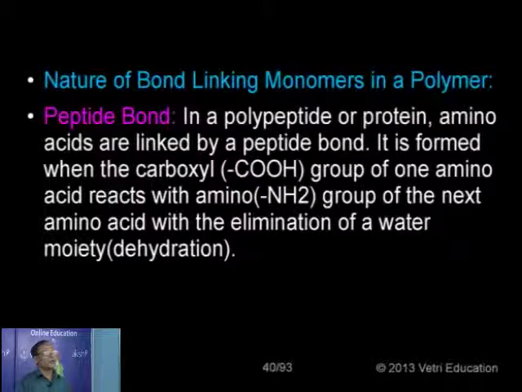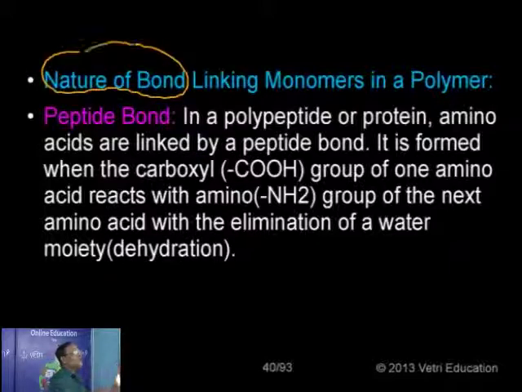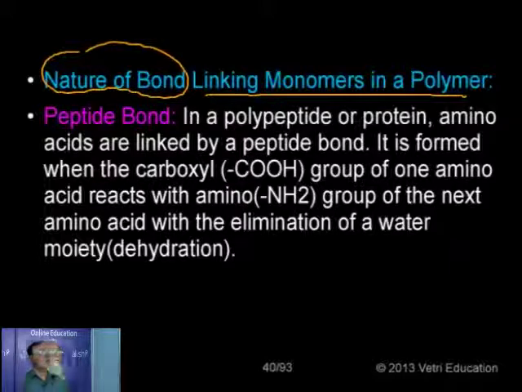Number 1, the macromolecular fraction: number 1, the polysaccharides, number 2, the lipids. We have to pass on to the next two, the nucleic acids and the proteins. And before that, we have to know some bonding between the monomers during the formation of a polymer. What is the nature of the bond linking or joining the monomers in a polymer?